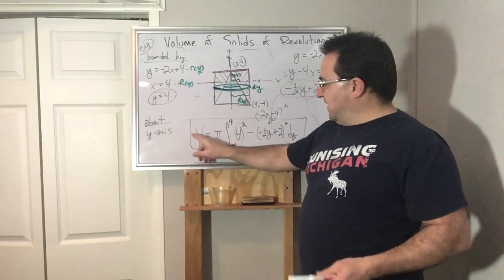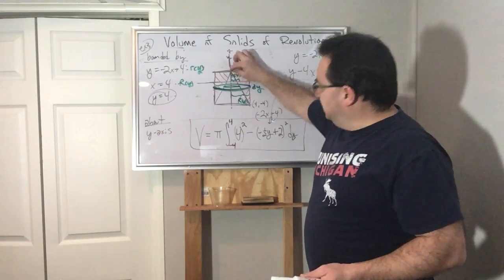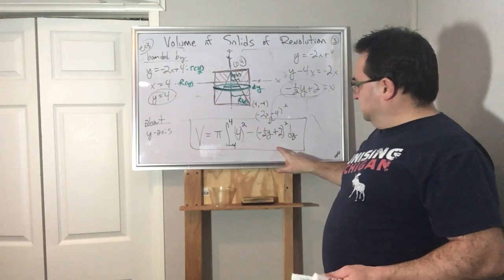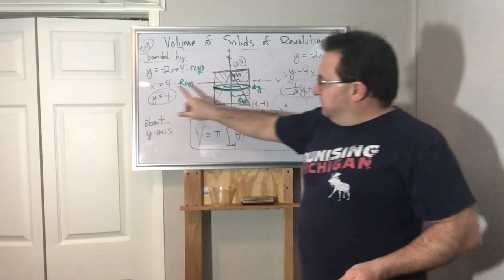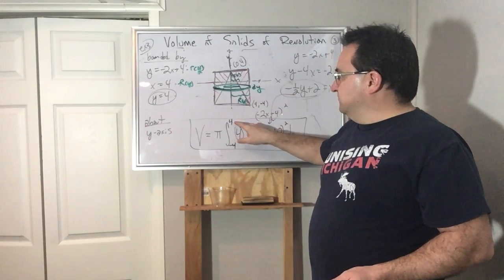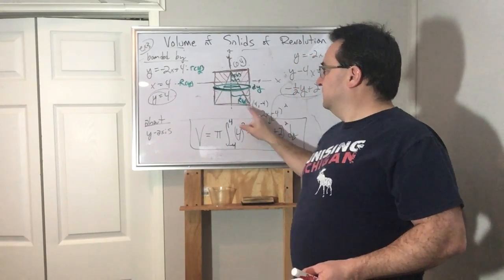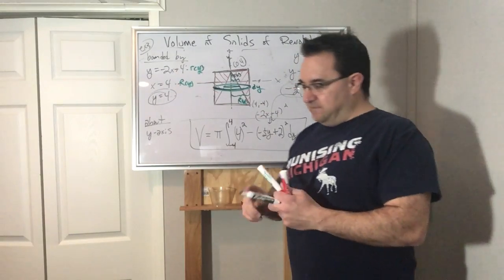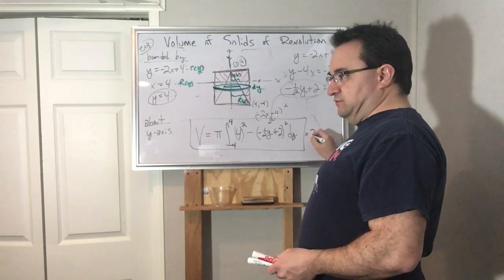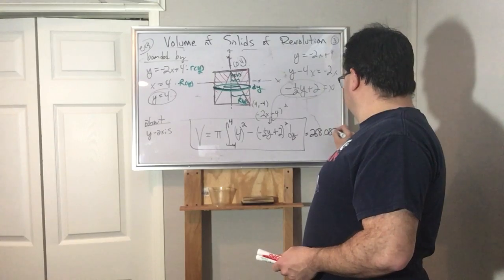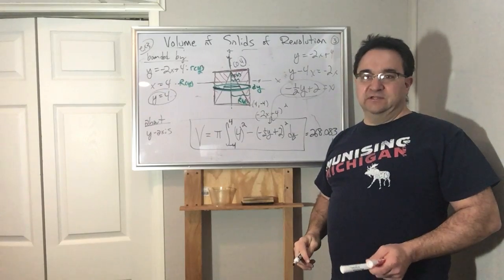My volume is pi outer radius squared minus the inner radius squared, but it's got to be in terms of y, not x. This gives me my upper y value. I had to dig for my lower y value by plugging that x in to that equation. And when I plug that in my calculator, I got 268.083 units cubed.